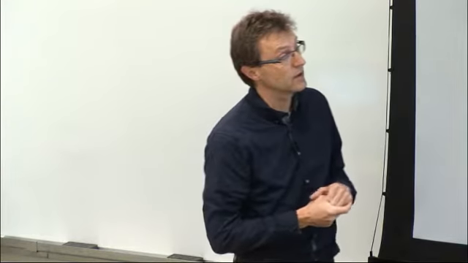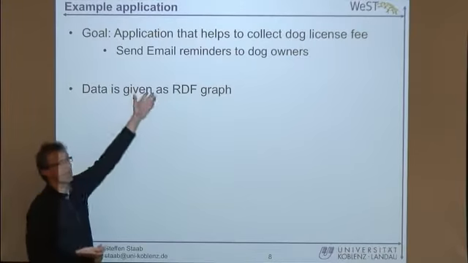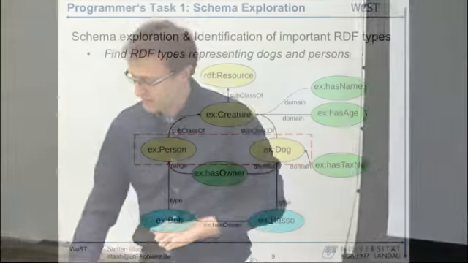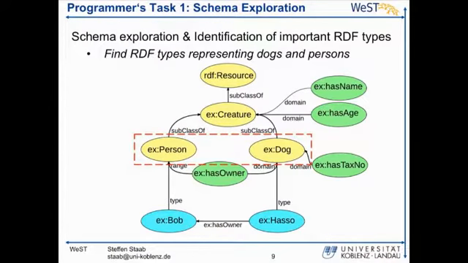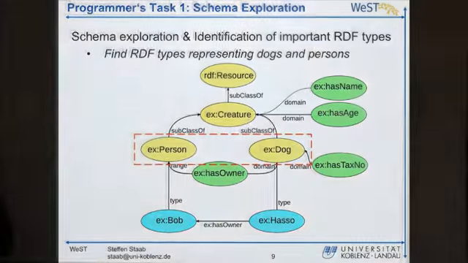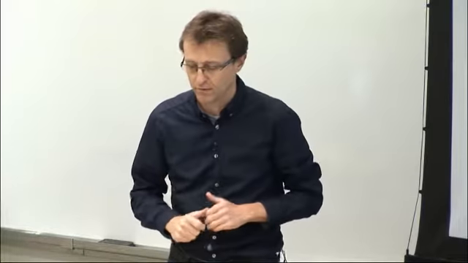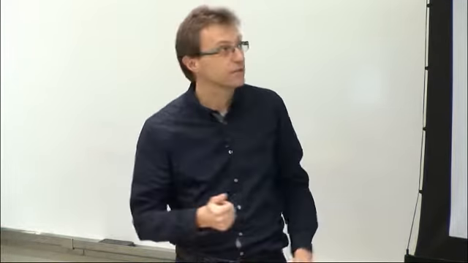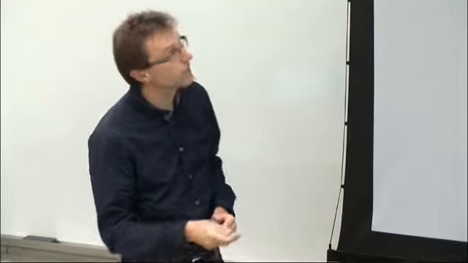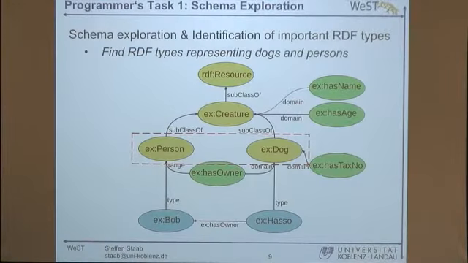Here the example application may be again this tiny toy example that I gave, that you may want to collect dog license fees and send email reminders to the dog owners. And we assume here that we have this nice graph again that I've shown you before. And you now have to do a couple of tasks to do this very simple program. So the first task that you have to do as a programmer is to really explore the schema and find out what is in this data source.